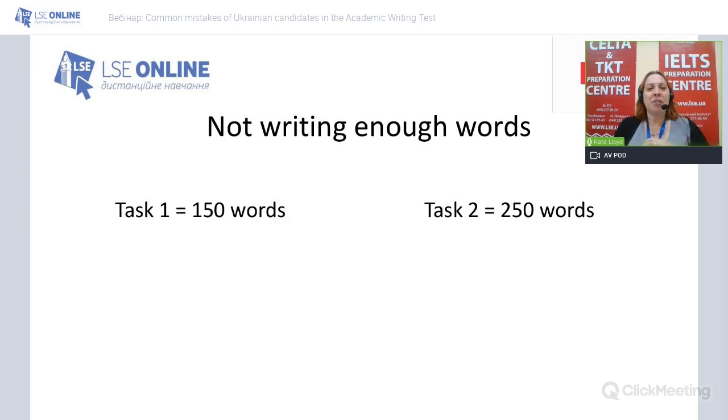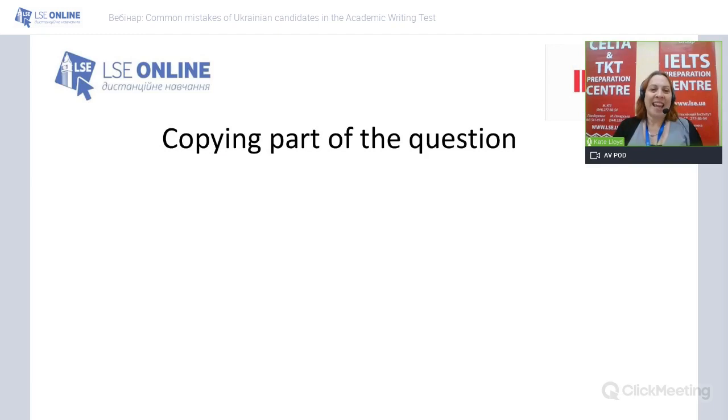Another problem with both task 1 and task 2 is with copying part of the question.